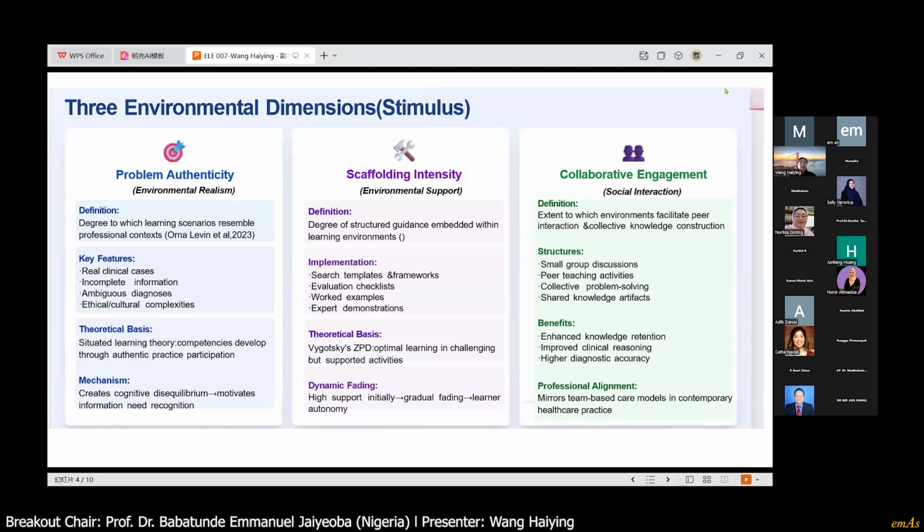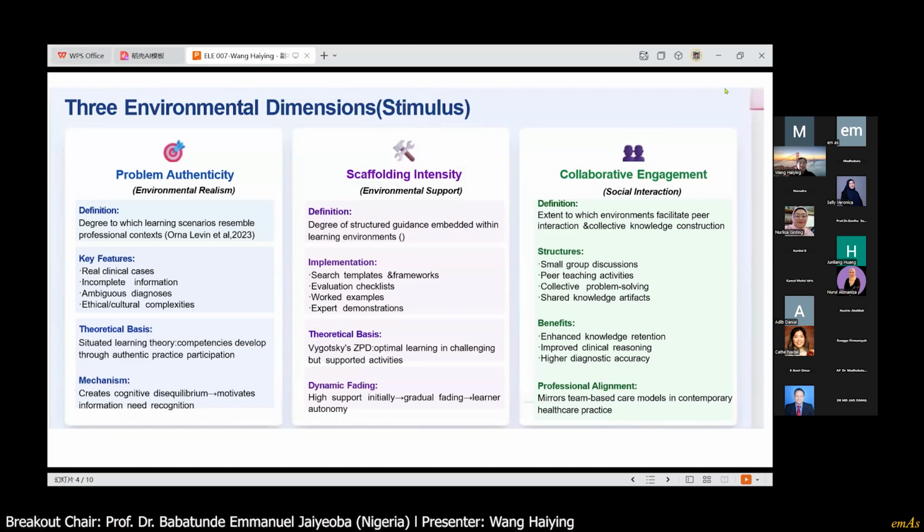SOR model means the stimulus, organism, and response. Environmental forces shape internal processes, which produce outcomes. This classic example in retail stores: store formulas affect customers' feelings, which lead to buying decisions. Our adaptation for education.